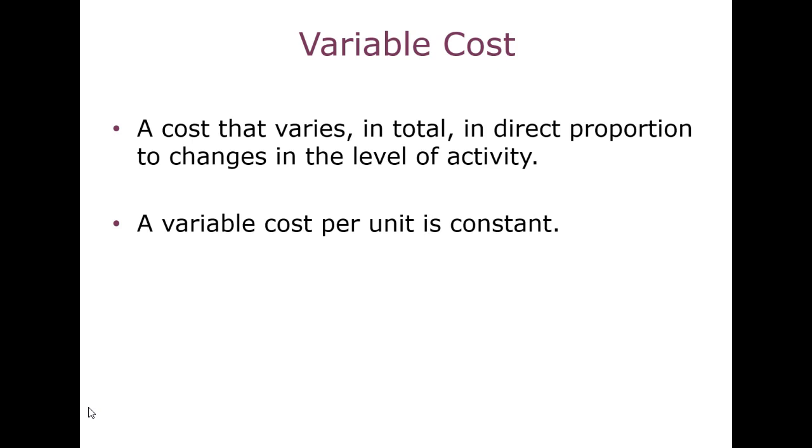Now, for our examples in this chapter, and usually throughout the rest of this course, we're going to assume that the variable cost per unit is constant. It doesn't change. So if you have raw materials that cost like $10 a unit, then the more units of raw materials you use, the total cost increases, but the per unit amount stays the same.